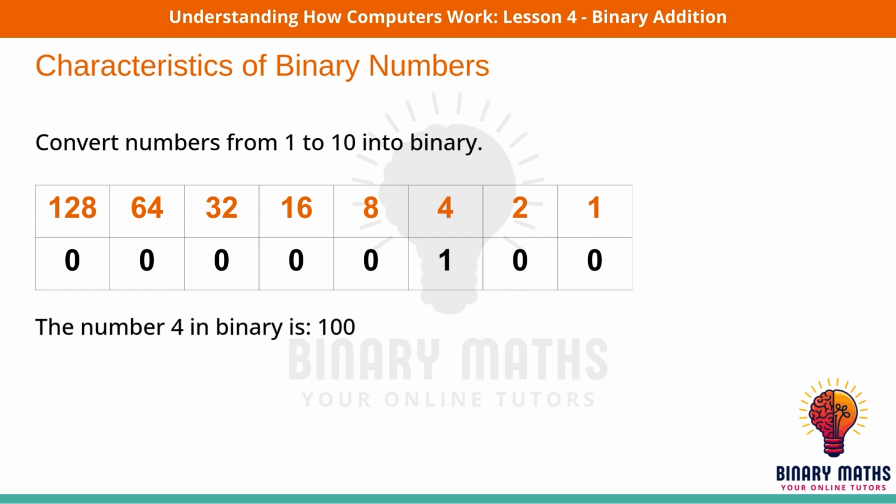And effectively, all we're saying is we want one lot of 4, no 2s, and no 1s. And we can see that using the orange numbers on the top. The number 5 in binary will then be 1, 0, 1, and so on and so forth. Now, this helps us understand the basics of binary.